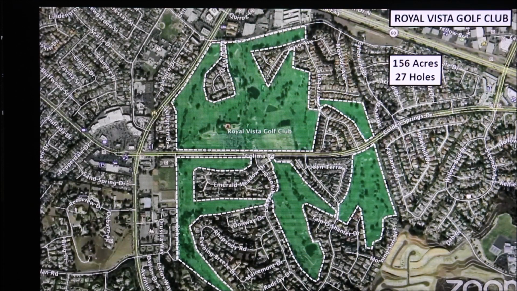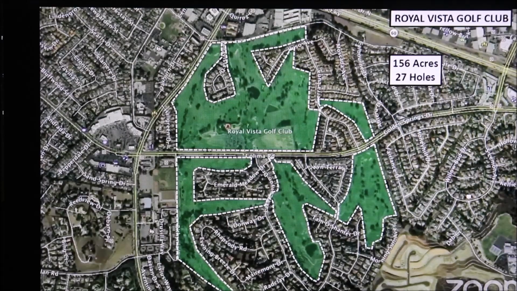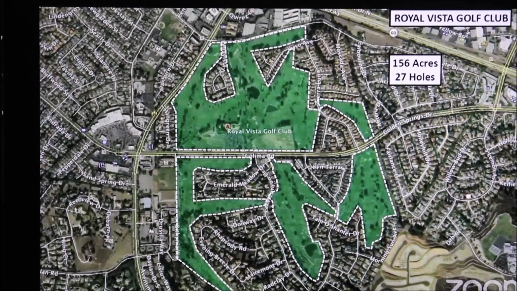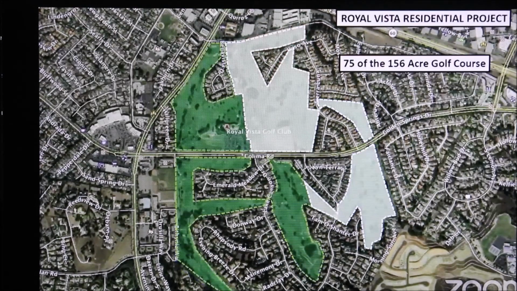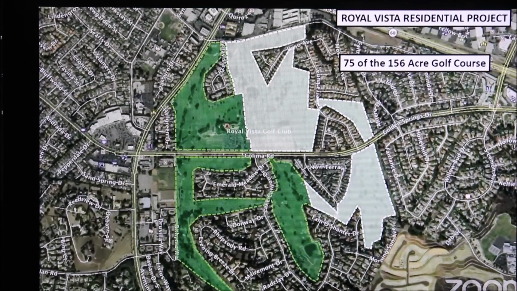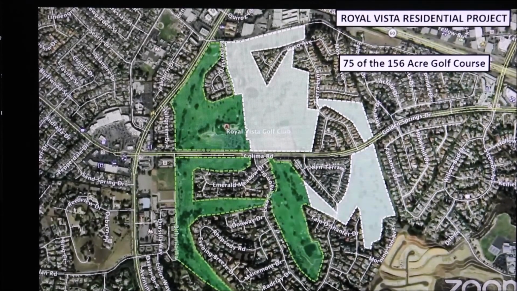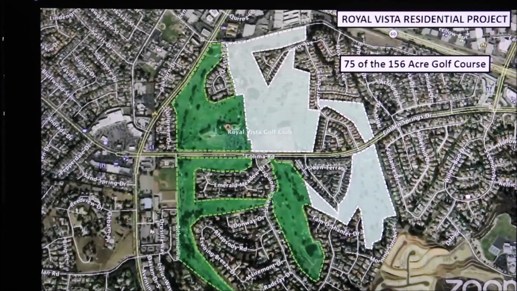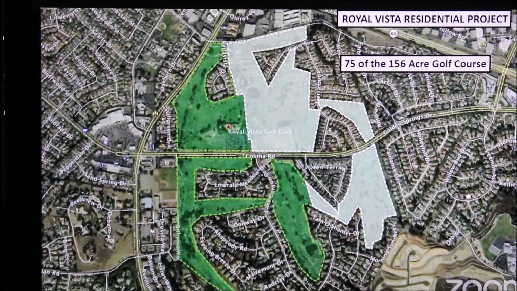The slide you see now is a photo of the entire Royal Vista golf course, shaded in green, outlined in white. It's 156 acres, and it's a 27-hole golf course. For those of you who aren't golfers, most golf courses are 18 holes. This golf course is 27 holes. Next slide, please. The area shaded in white on this next slide is the 75 acres of our proposed Royal Vista residential project. This includes the eastern portion of the golf course on the north side of Colima and also the south side of Colima. And I'd like to point out that the area shaded in green is the remainder of the golf course, which is not a part of our project. And this green area includes the golf course clubhouse, parking lot, and additional golf holes. Next slide.